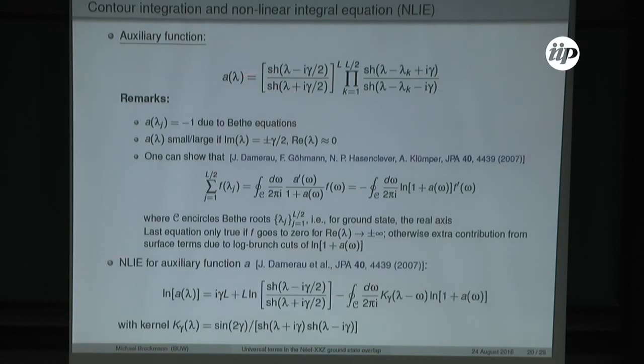Another important property is that this auxiliary function A fulfills a nonlinear integral equation, which was derived by Jens Dammerau, Frank Göhmann, Niels Peter Hasenklever, and Andreas Klümper in Wuppertal, and has the following structure. The logarithm of A is a constant plus some driving term, minus a contour integral of log(1 plus A). So it is the usual structure of these nonlinear integral equations with a given kernel K as before.